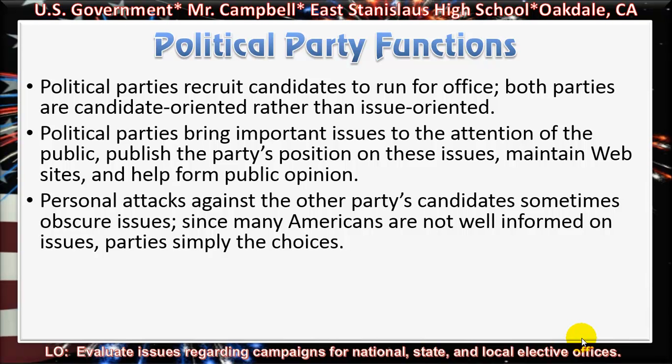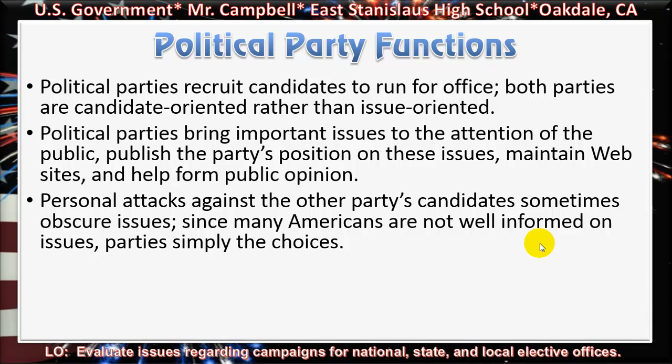But we also have to realize that sometimes a personal attack can be a way of diverting attention away from the issues and putting the focus of an election on something else. And since many Americans are not well informed on issues, parties simplify the choices. A lot of Americans don't have a lot of information on different issues.